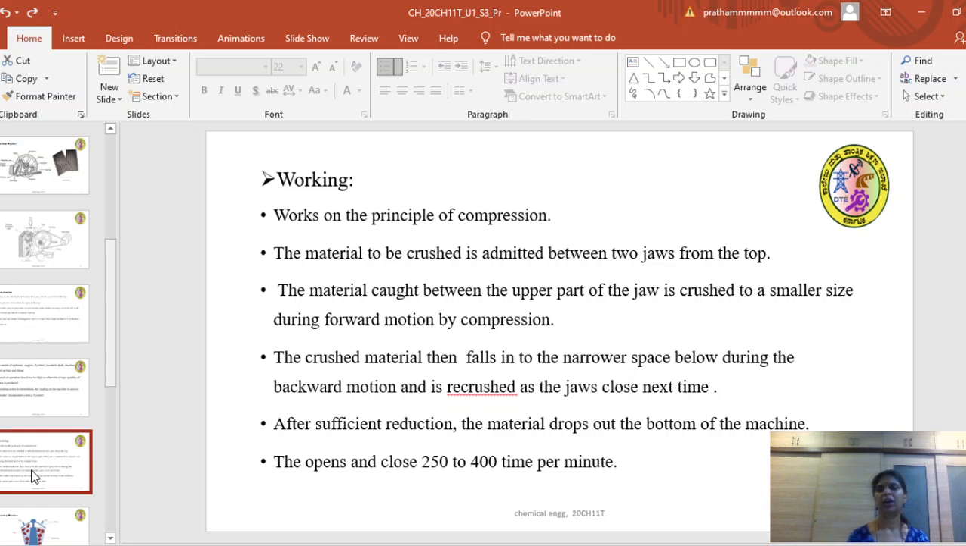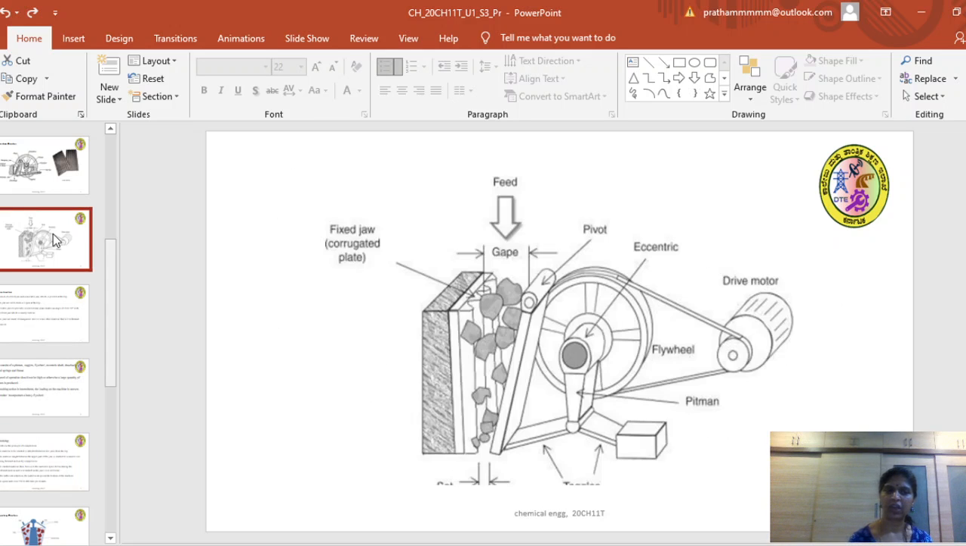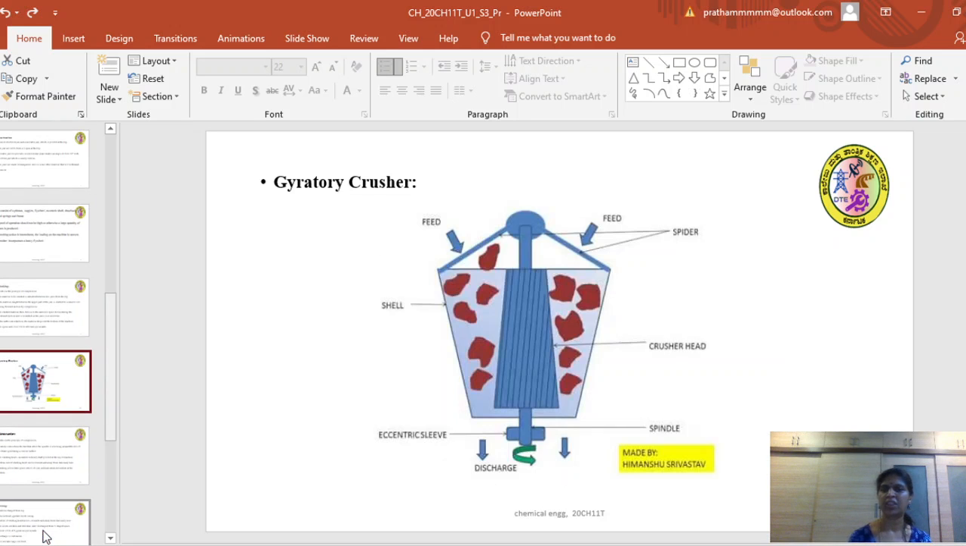The jaw will open and close 250 to 400 times per minute in this jaw crusher. I think you have understood the working of the jaw crusher. So we'll move on to the next crusher, which is also a primary crusher, called the gyratory crusher.